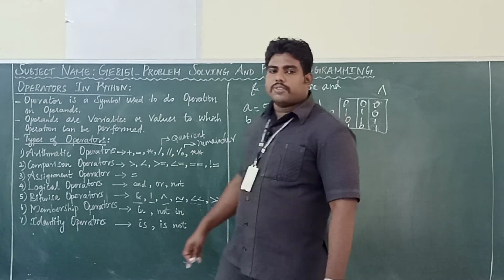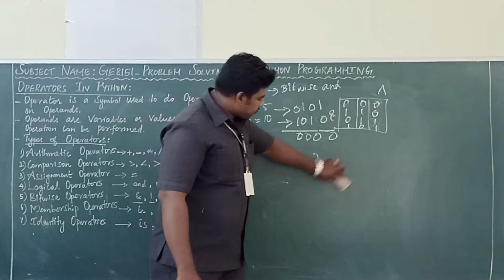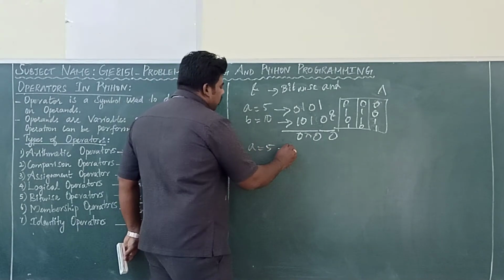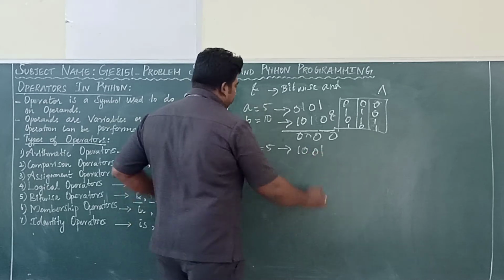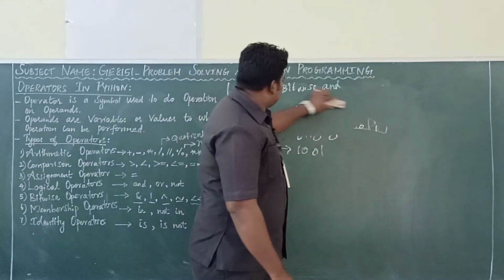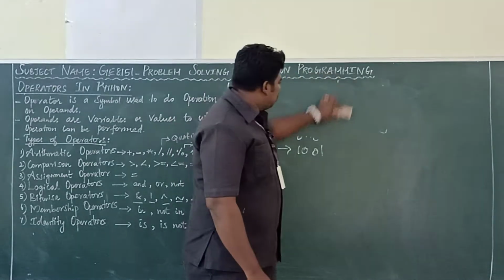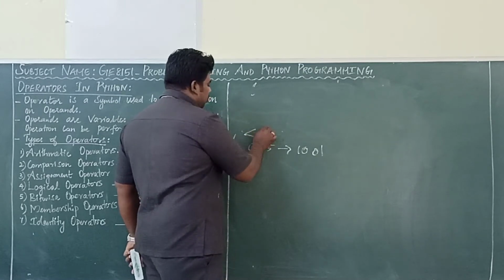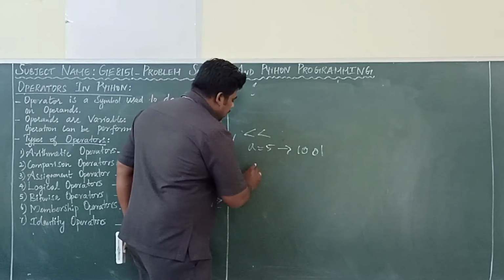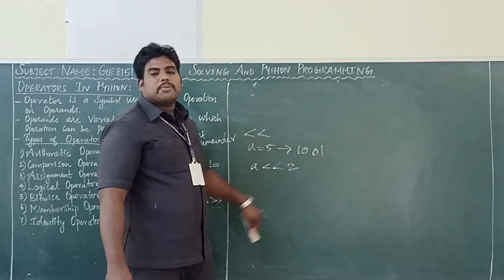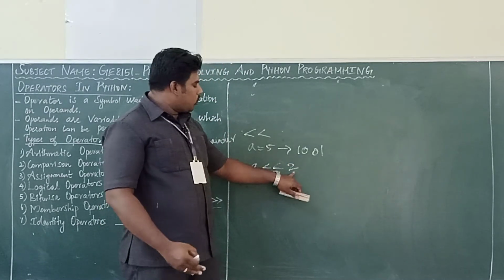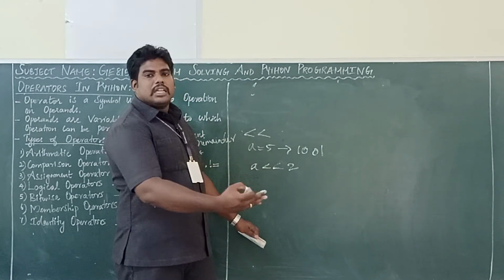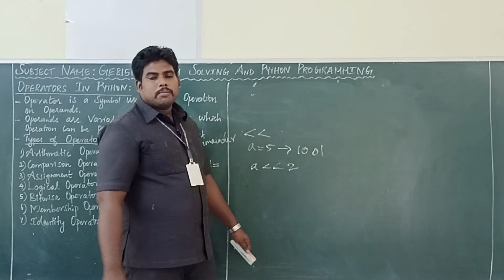Left shift, right shift. Okay. So left shift. Here I am taking one value, example 5. The binary is 0 1 0 1. Okay. So here I am going to use left shift. A left shift of 2. That means you have to shift the A value 2 times. A left shift 2. We have to shift the binary A value to the left side 2 times.